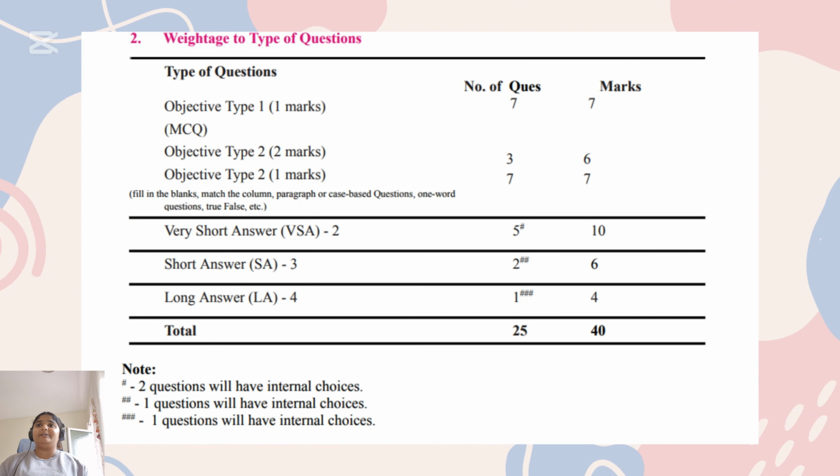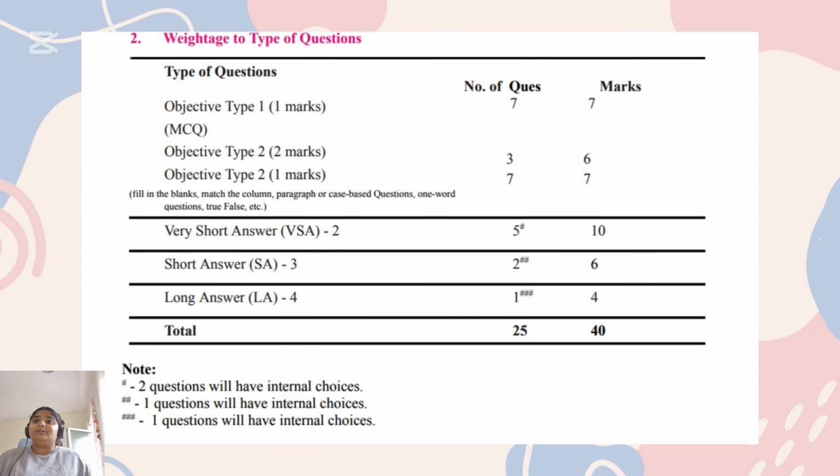Now for objective type 2, we have questions for 1 mark and questions for 2 marks as well. Those will be under the categories of fill in the blanks, match the column, paragraph or case based questions, 1 word answers, and true or false. So hopefully you understand what all of these are. If you do not understand and want me to make another video for it, please let me know. And let's move on to the next category of questions.